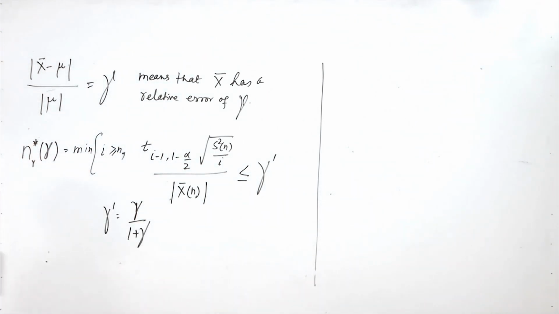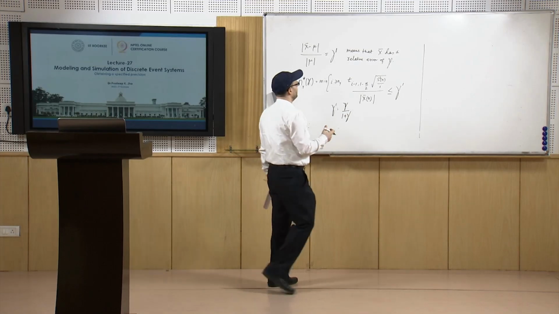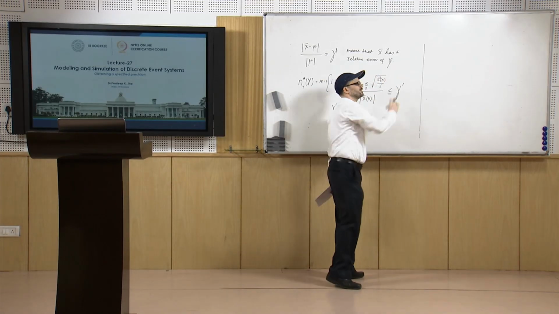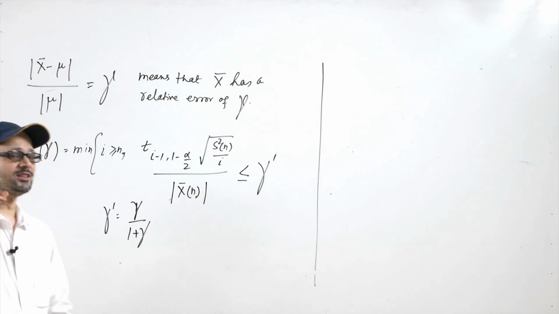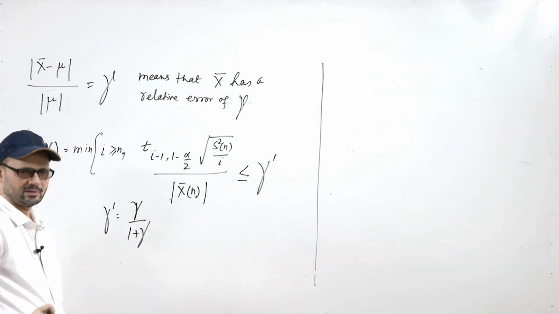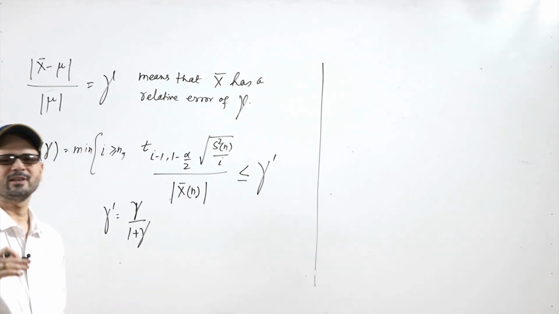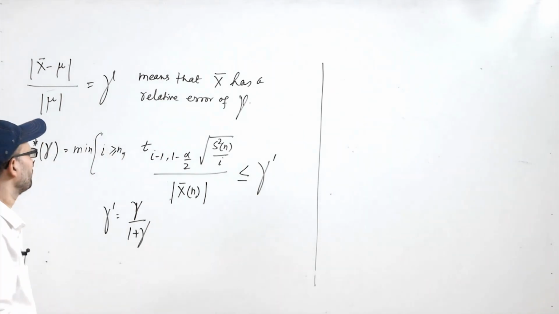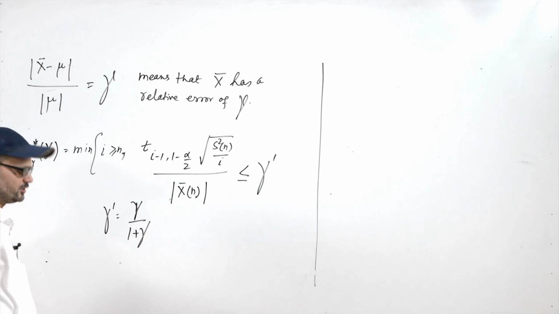So, suppose we get 10% of relative error. If the gamma is 0.1, in that case 0.1 by 1 plus 0.1, so it will be something close to 0.9. So, for 0.9 we have to get these values.